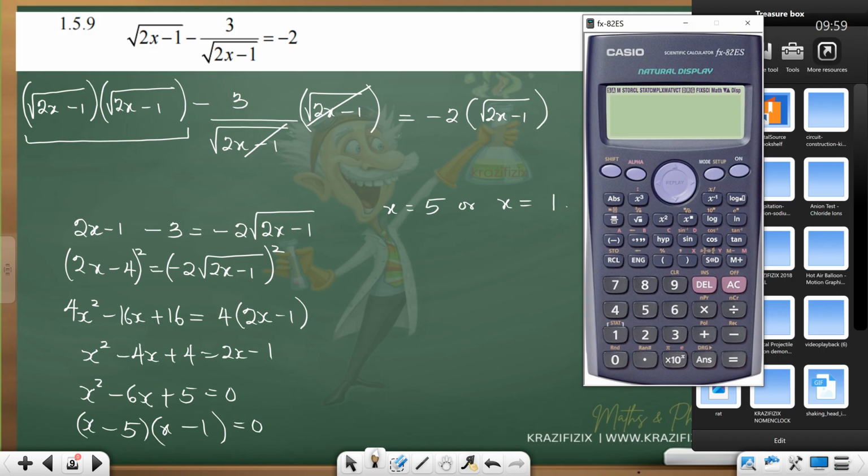All right, so 2 times 5 is 10. 10 minus 1 is 9. Square root of 9 is 3. I had already answered that in my head. All right. If I put x as 5, 2 times 5 is 10 minus 1, 9. Square root of 9 is 3. Check my answer. 2. But I'm supposed to get a negative 2.